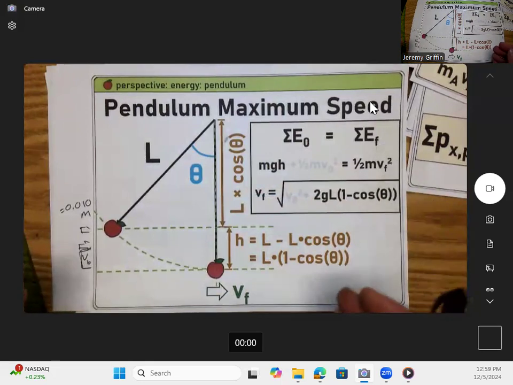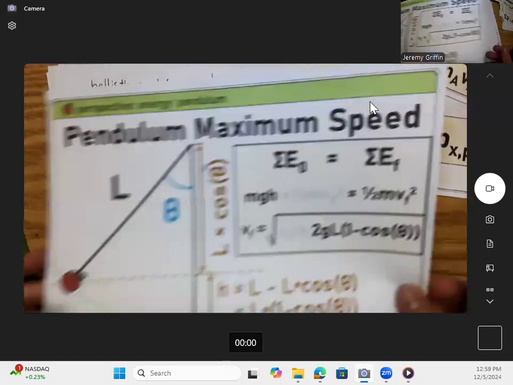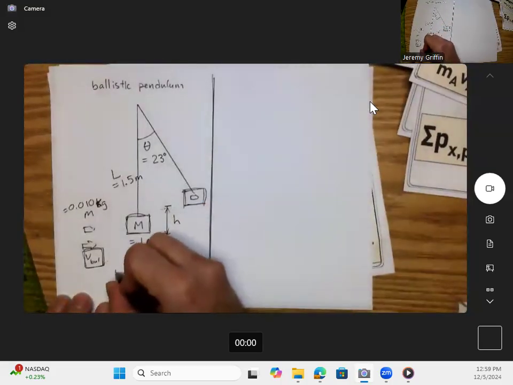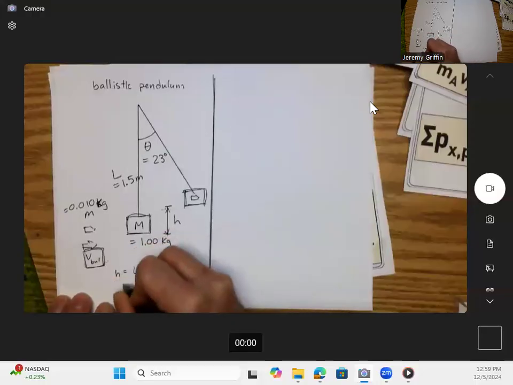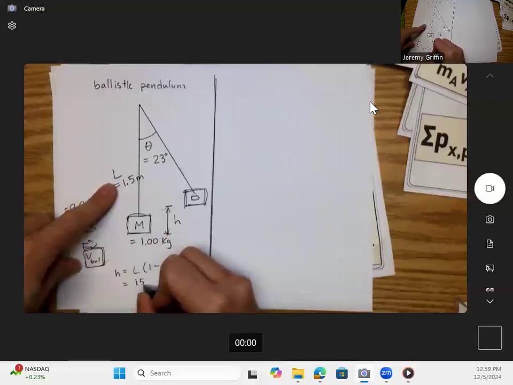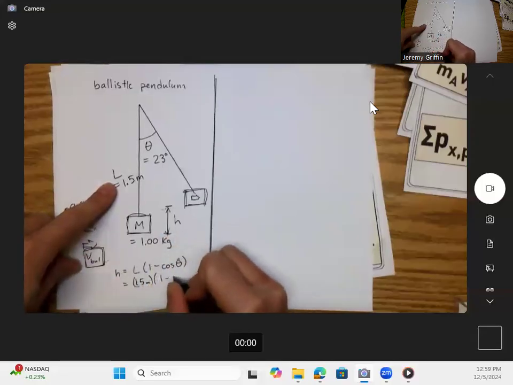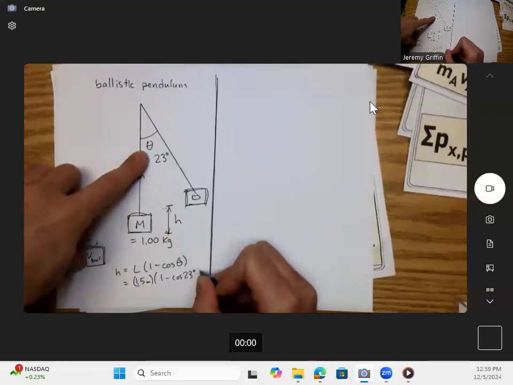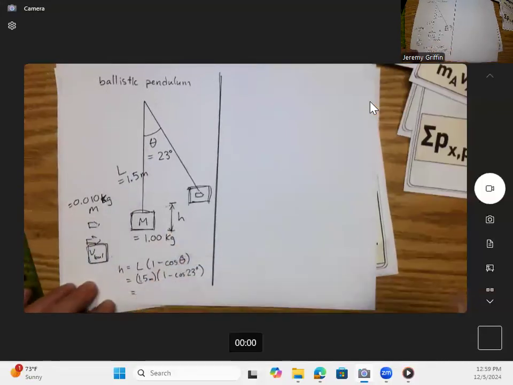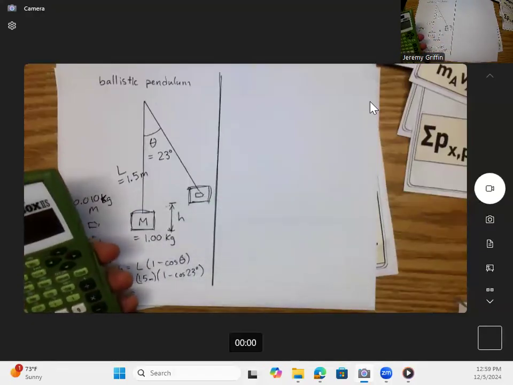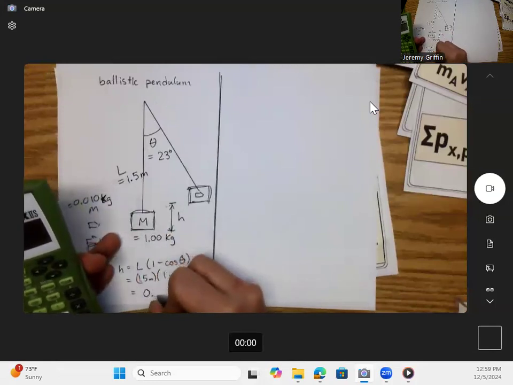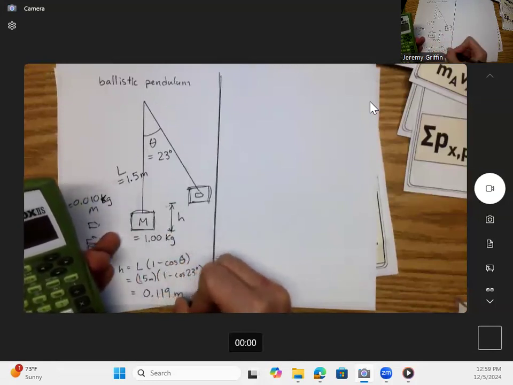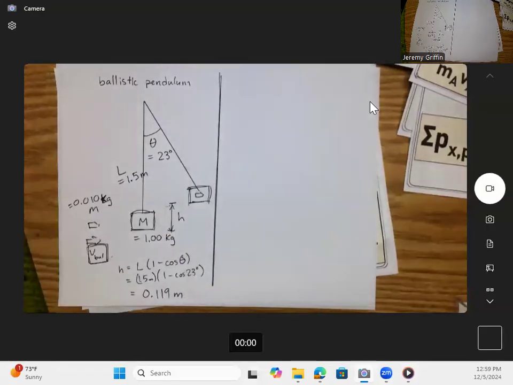All right, so I'm gonna take this and use that for my geometry. I'm gonna say the height change is equal to L times 1 minus cosine theta. That's 1.5 meters times 1 minus cosine of 23 degrees. Let's see what that is. That's 0.119 meters. Okay. All right, so that's one part, right? How to figure out what's the height change. Got it right there. Okay.